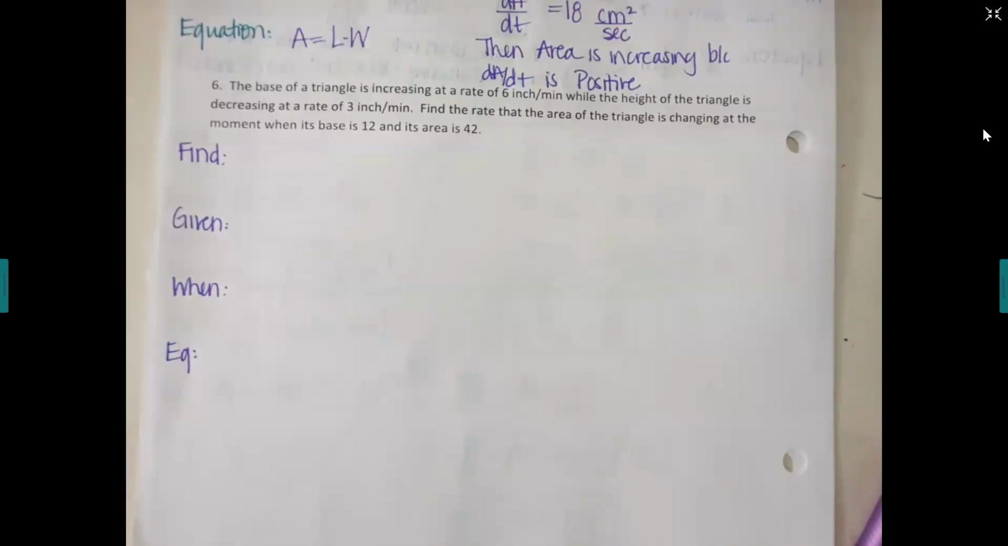Okay, so what are you finding? The area of the triangle. The rate the area is changing, so what would that be? D A D T. Okay, and then they tell you how fast the base is changing and how fast the height is changing. Those will be your givens.